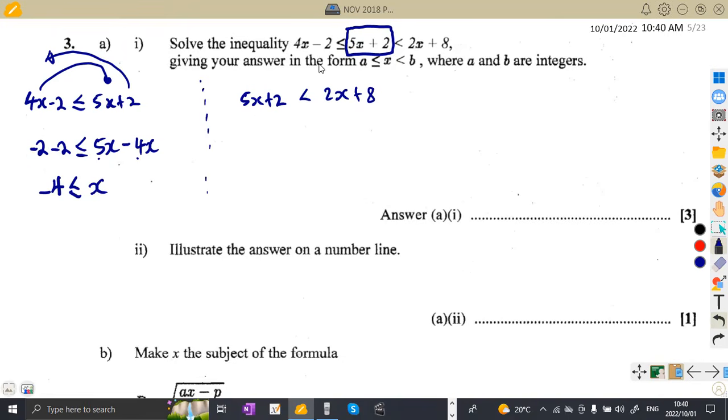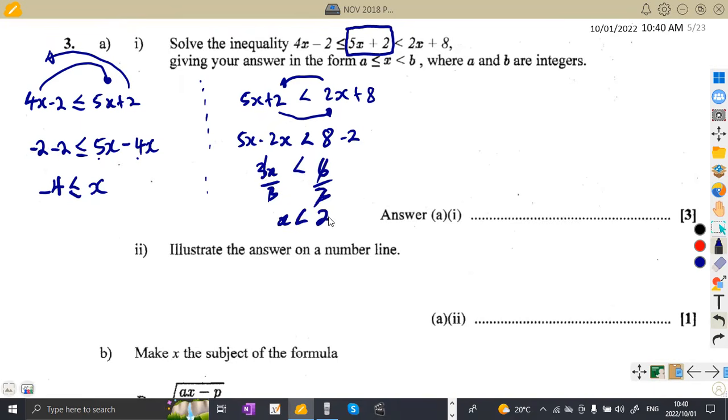We have to solve this. Transpose, avoid negatives. So I'm going to transpose the 2x to this side so that it can be a negative. So it's going to be 5x minus 2x is less than 8. Transpose the 2 to this side, it's going to be minus 2. So let's subtract 5 minus 2, that is 3. So it's going to give us 3x is less than 6. So you can divide by 3 here. So our x is less than 6 divided by 3, that is 2.